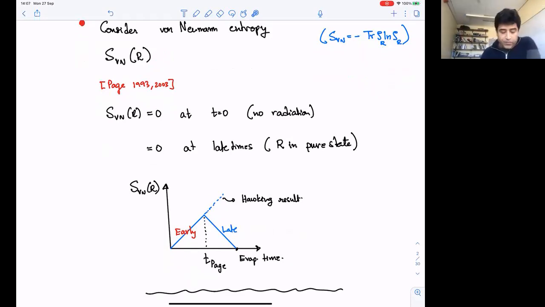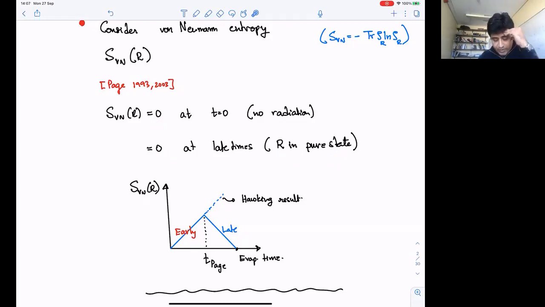And basically, the first thing that we can tell is that the von Neumann entropy of the radiation at time t equals zero has to be zero because there is no radiation. And we know that the von Neumann entropy of the radiation at late times also must vanish if quantum mechanics and unitarity hold, because the final radiation has to be in a pure state obtained by unitary time evolution of the initial state. So that means at late times, the von Neumann entropy has to vanish. At early times, it must be vanishingly small. And therefore, the curve for the von Neumann entropy as a function of time must be non-monotonic.